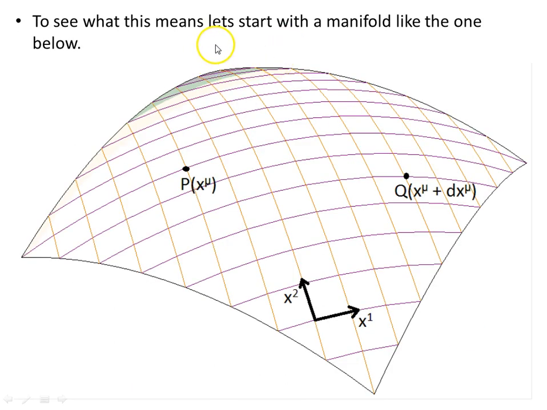Alright, so to see what this means, what does this change in the basis vectors mean, and how does it affect the derivative? Let's start with a manifold like the one below, and here we have a point P, x^μ coordinates, and point Q, x^μ plus dx^μ, so they're infinitesimally separated. A small separation between the two on the manifold. We use this curved surface here because it's easy to demonstrate what we're about to talk about.